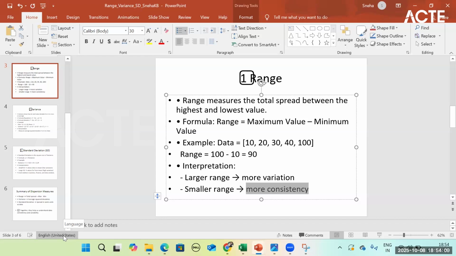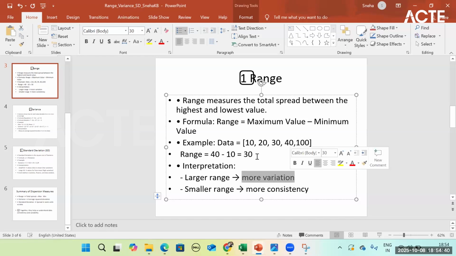For example, if the maximum value is 40, then 40 minus 10 is 30, which is a very small difference. It is already within my data set, which is all interconnected. I can say everything is interconnected in my data. When there was 100, 90 was my range, so there was more variation in my data.